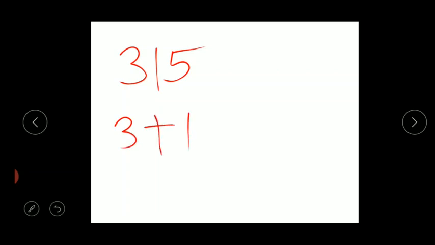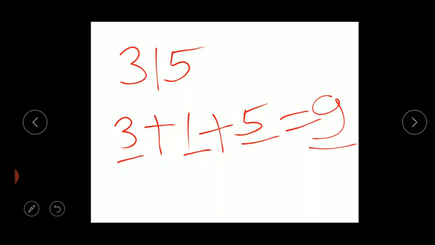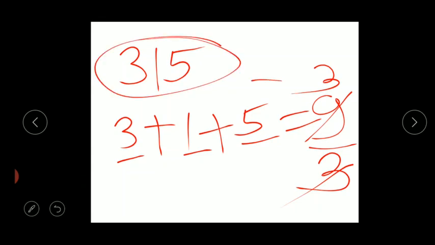Let's check it out. What you have to do is add the digits of this 3-digit number. 3 plus 1 plus 5: 3 plus 1 is 4, and 4 plus 5 is 9. This 9 is divisible by 3, just check, 3 3s are 9. So this 315 is divisible by 3. This is used to check whether any given number can be divided by 3 or not.